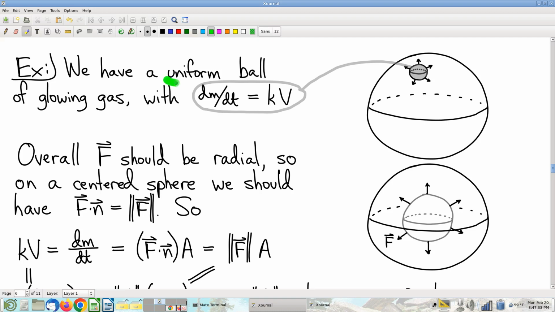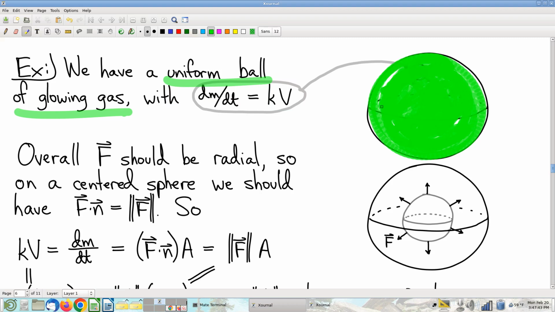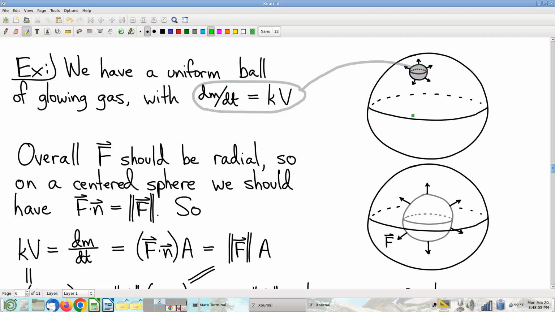So we have a uniform ball of glowing gas here. And exactly what is this glowing gas? I like to think of it as being like neon or something, like a neon sign, that kind of thing. So uniform ball of glowing gas. It occurs to me that the sun is also somewhat uniform ball of somewhat glowing gas, right? So you can think of that if you'd prefer, but I find neon a little bit more relatable. So, okay. What is the vector field representing the photon flow here?